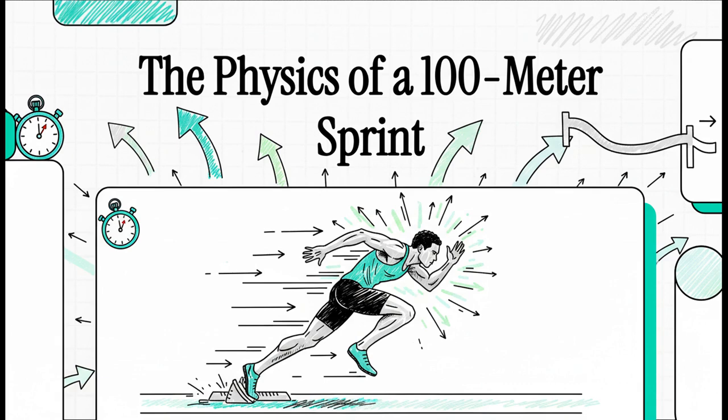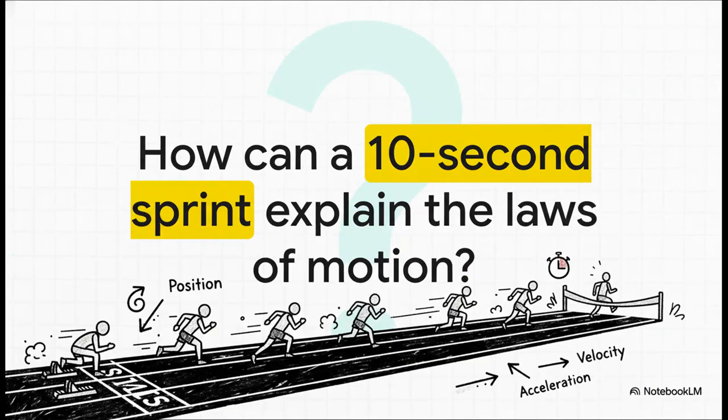So let's get into it. Because that's exactly what we're going to do. We're going to break down every single phase of a 100-meter dash to really get our heads around the core ideas of motion, things like position, velocity, and acceleration. We're basically turning the running track into our own personal physics lab.